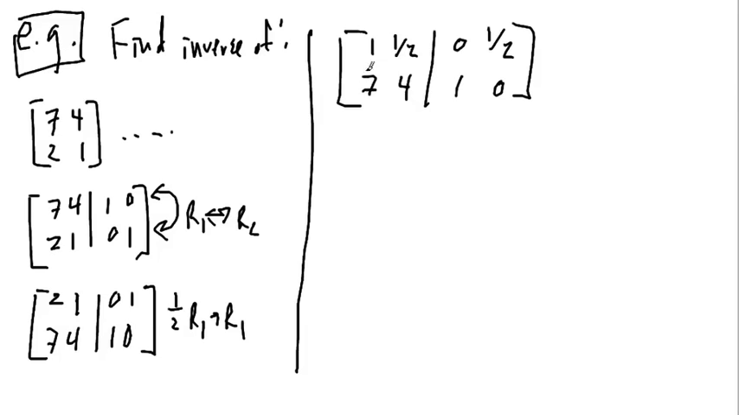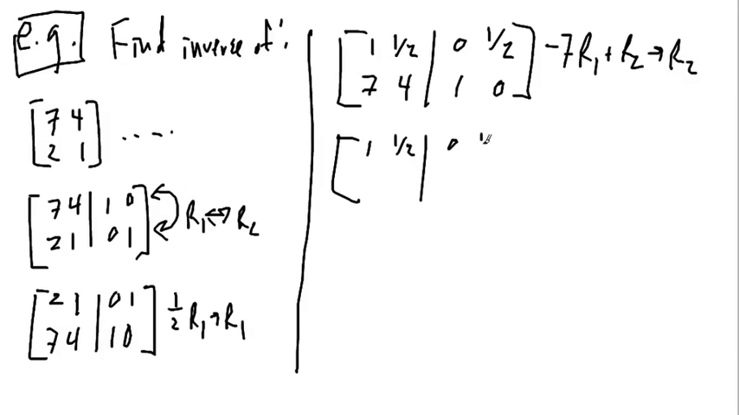Now I want to get rid of this 7 here, I want a 0, so I'll take negative 7 times row 1 and add that to row 2. Replace row 2 with that. So what I get is 1, 1/2, 0, 1/2. And down here, negative 7 times 1 is negative 7 plus 7 is 0. Negative 7/2 plus 4. Well, 4 is 8/2, so this is 1/2. And 0 plus 1 is 1. And negative 7/2 plus 0 is negative 7/2.